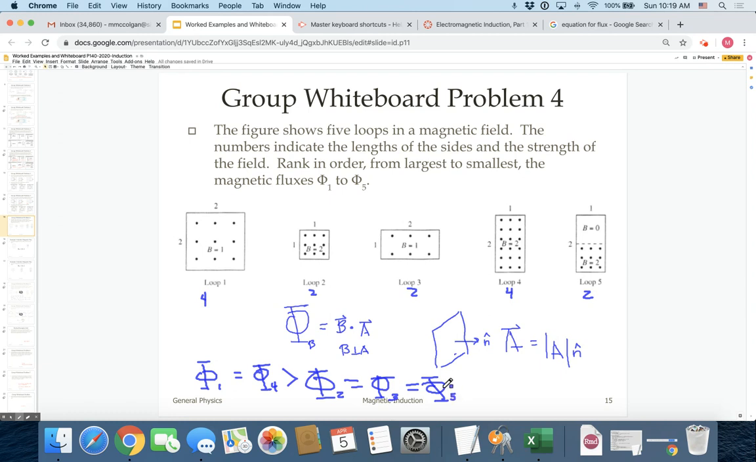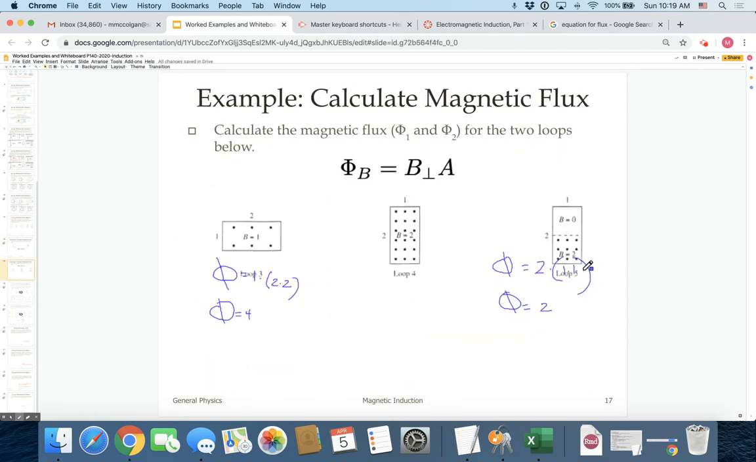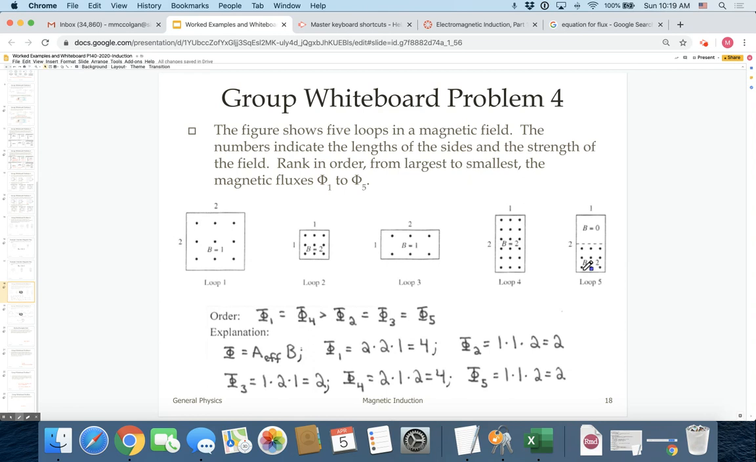So 1 and 4 are equal. So phi 1 equals phi 4. And then 1 and 4 are greater than 2, 3, and 5. Let's just check. I think we have a summary slide right here. Yeah, so phi 1 and phi 4 are equal, and then they're greater than the other 3, which are equal to each other, and how we calculated them is right there.